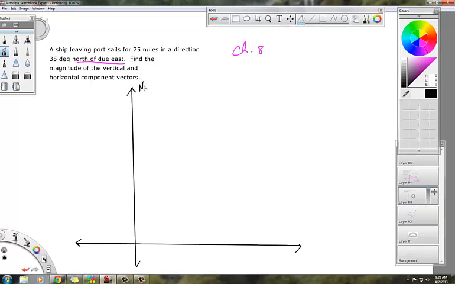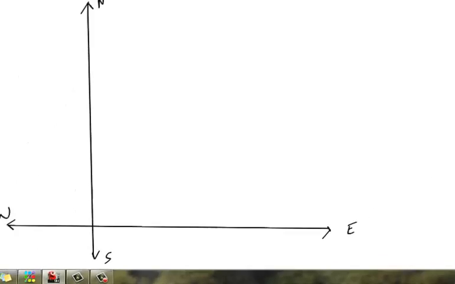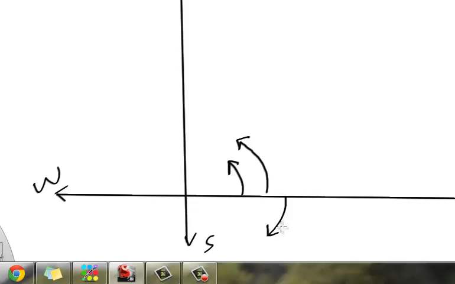So this will be north, east, south, and west. And I am going to show you how this all works. So this boat is leaving port, and the magnitude of this is 75 miles in a direction 35 degrees north of east. Now watch. 35 degrees north of east is simply going this way. So the angle is going to go in this direction like this. North of east. This would be south of east. See how that works?